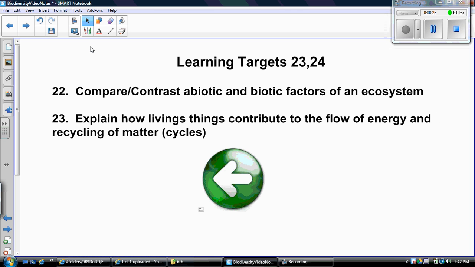This section of notes has two targets. Target 22, you should be able to compare and contrast abiotic and biotic factors of an ecosystem. Target 23, you should be able to explain how living things help contribute to the flow of energy and recycling matter. So we're going to talk about how living things affect the non-living parts of an ecosystem through cycles.